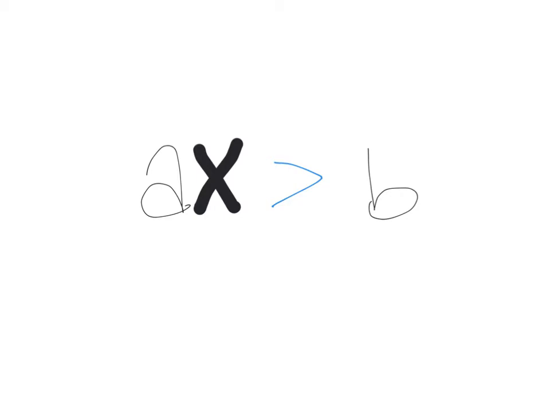For equations, we always use an equal sign. For inequalities, we use a symbol like this that signifies either greater than, like this one, greater than or equal to, or less than or equal to. So that's the first difference. Let's talk about the next two differences as we go through a few examples.